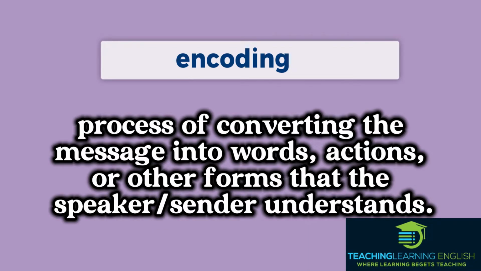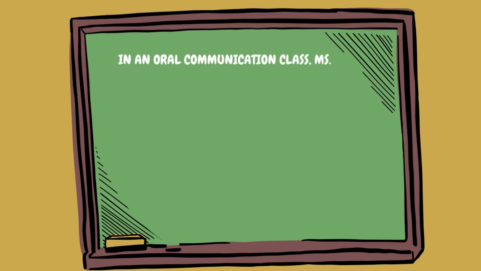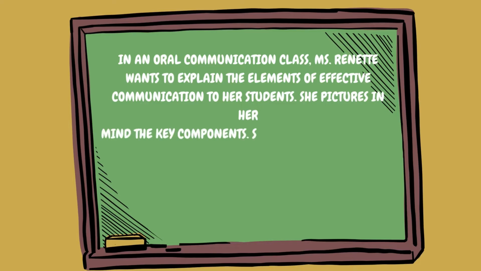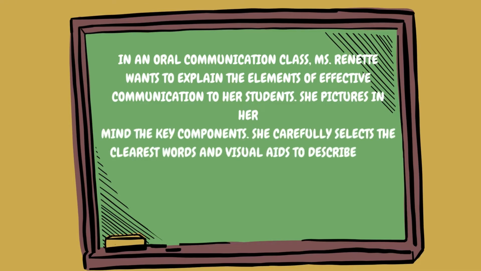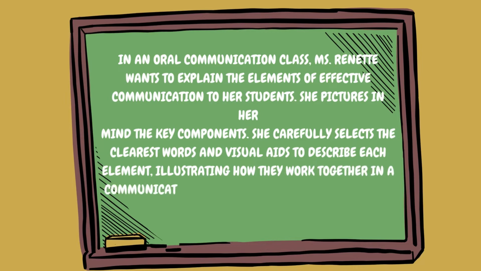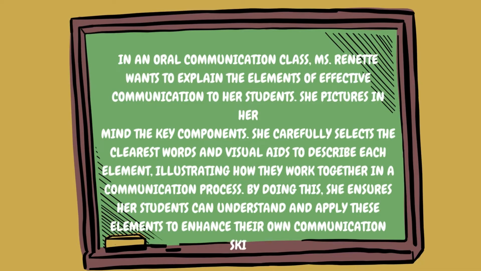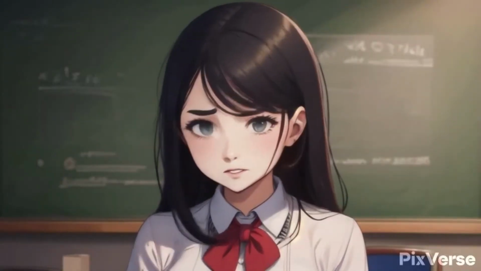Next is encoding, the process of converting the message into words, actions, or other forms that the speaker or sender understands. For example, in oral communication class, Ms. Renette wants to explain the elements of effective communication to her students. She pictures in her mind the key components. She carefully selects the clearest words and visual aids to describe each element, illustrating how they work together in a communication process. By doing this, she ensures her students can understand and apply these elements to enhance their own communication skills.